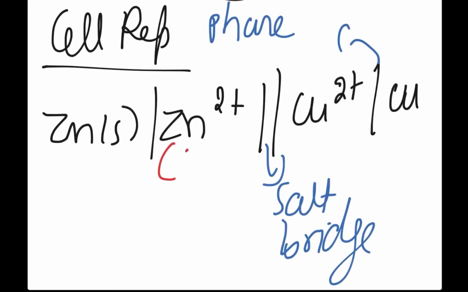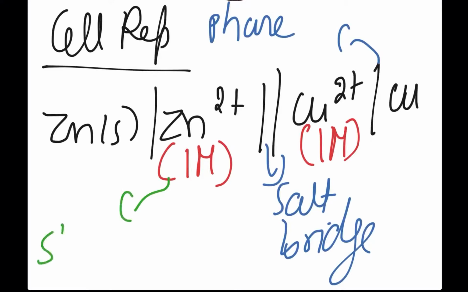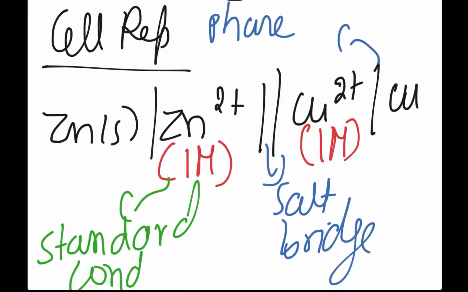So I will write this as 1 molar here also, and I will write 1 molar here also, because these two positives were in the electrolyte. So electrolyte was taken as 1 molar, so it's very important to write 1 molar, which indicates your standard conditions. Okay, so this was your cell representation.